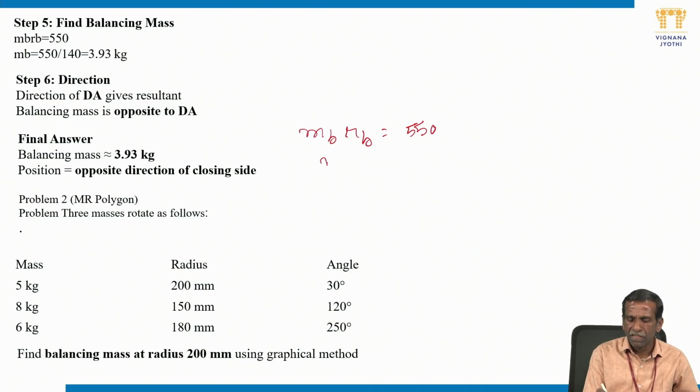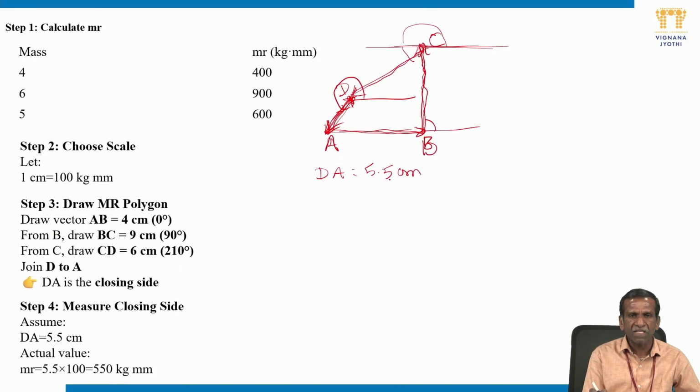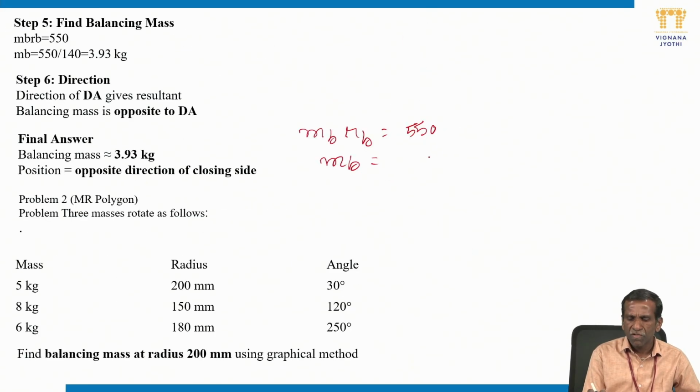Then MB you can calculate, because RB is given as 140. Here you can see this is the 140 radius. How much mass is required? Mass is not given in this problem. So MB you can find out. MB you got 3.93 kg. Then what is the direction?